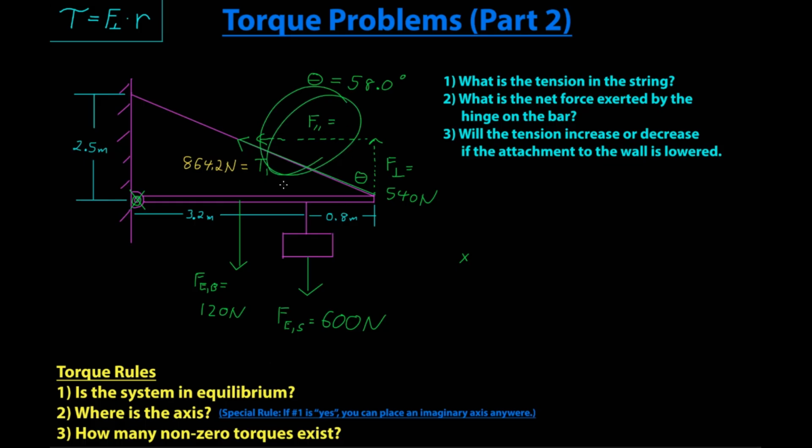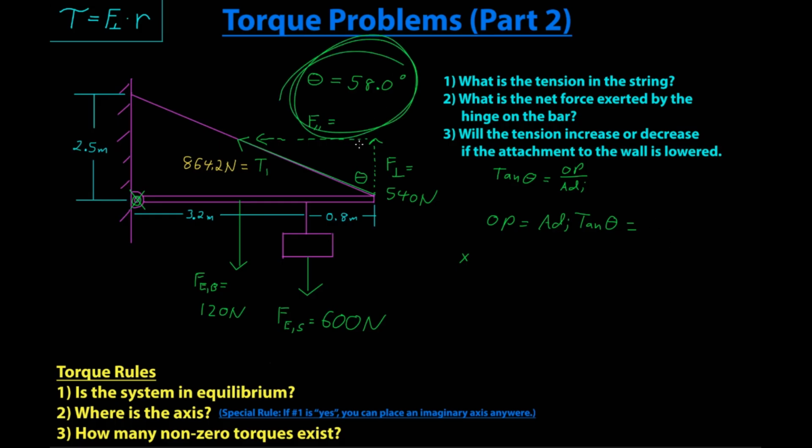Horizontally, there is only one force pushing to the left, and that's force parallel from the tension. And we can get that easily enough using tangent, because we already have the adjacent side. If tangent is opposite over adjacent, then opposite is adjacent times tangent theta, where theta again is 58 degrees. Now we're expecting a larger number because 58 degrees is larger than 45. In other words, the opposite side should be bigger.